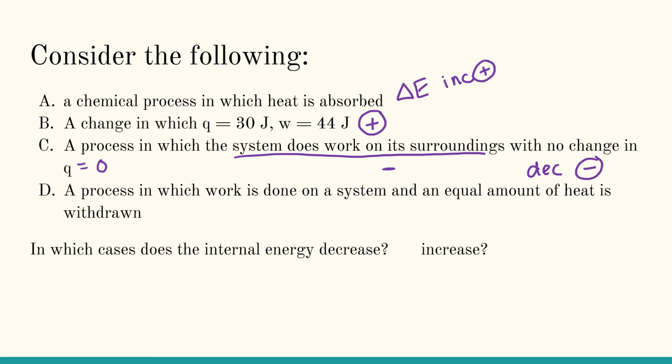And then a process in which work is done on the system and an equal amount of heat is withdrawn. So if work is done on the system, that's positive. And then an equal amount is withdrawn, that's going to be negative. If they're equal, that's going to be 0. There's going to be no change in the delta E of that system.